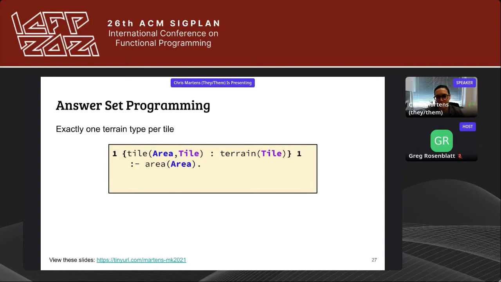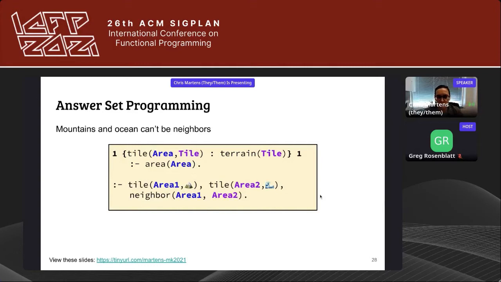You can set up integrity constraints to do things like stipulate that perhaps mountains and oceans can't be neighbors. Maybe you only want to generate examples where there's a more gradual variation in the elevation of the terrain, and so you don't want mountains and sea level to be right next to each other. So you can say, if there are two tiles, one of them has a mountain, one of them has the ocean, then they cannot be neighbors. And you can write that with an integrity constraint this way.